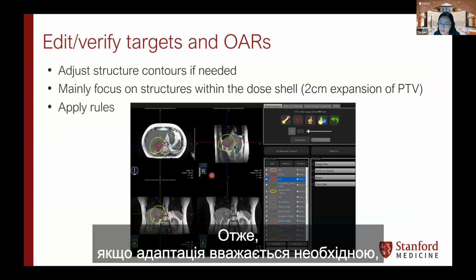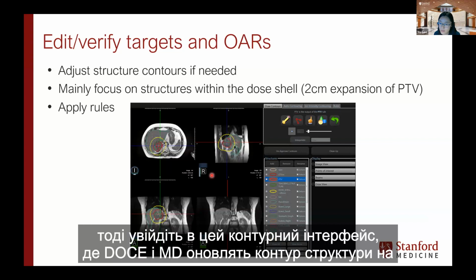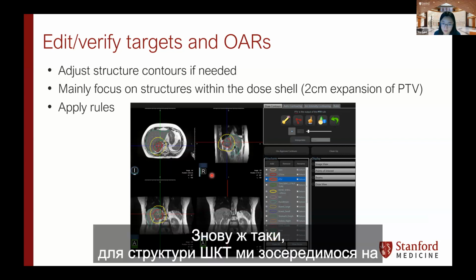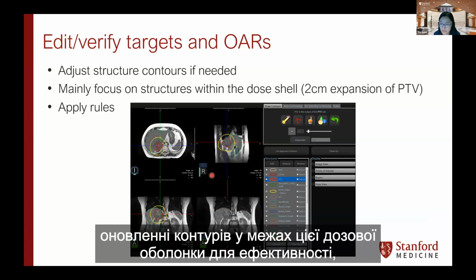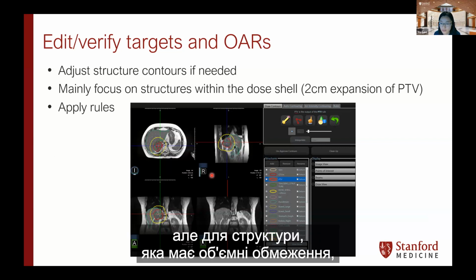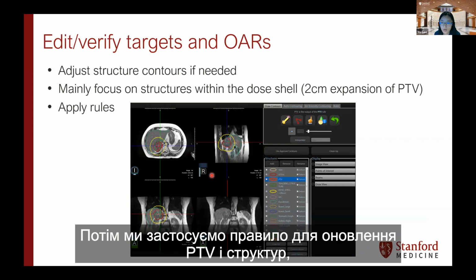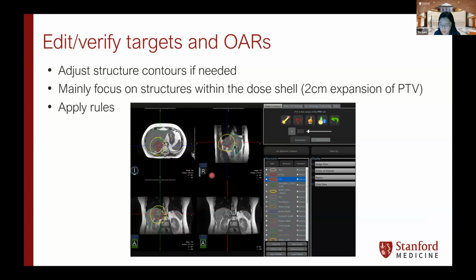If adaptation is deemed necessary, we'll then enter the contour interface, where the dosimetrist and MD will update the structure contours based on the daily anatomy. Again, for the GI structures, we'll mainly focus on updating contours within this dose shell for efficiency. But for structures that have volumetric constraints, such as liver and kidney, the entire volume will be updated. Then we'll apply the rules to update all the PTV and the tuning structures.